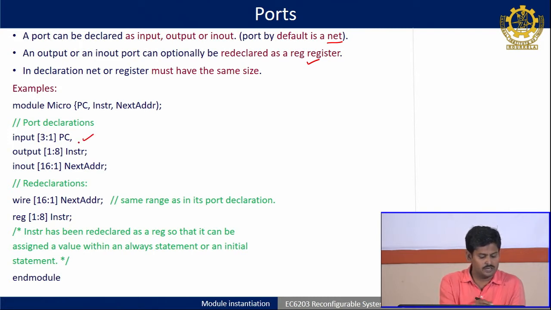Now, a few examples of port declaration. Ports can also be declared as vectors. So, this is a 3-bit program counter. Instruction is an output of 8-bit. Next address can be both input and output, and it is 16-bit. If you see below, these instructions may be used in an always block, so we can also declare instruction as a register if required. Similarly, wherever required, you can declare the same ports, which are by default net type, as register type.